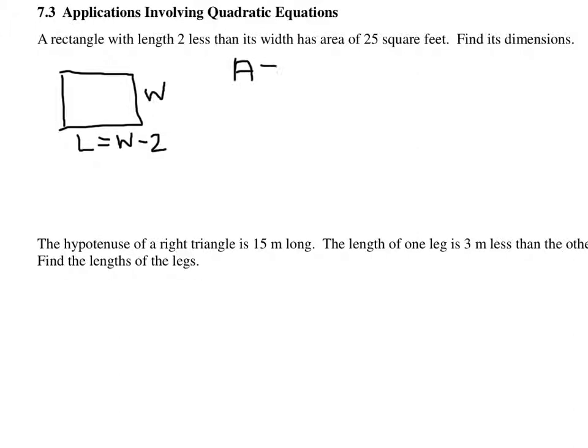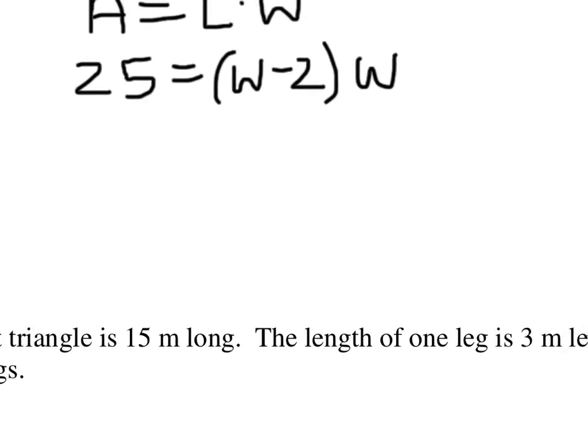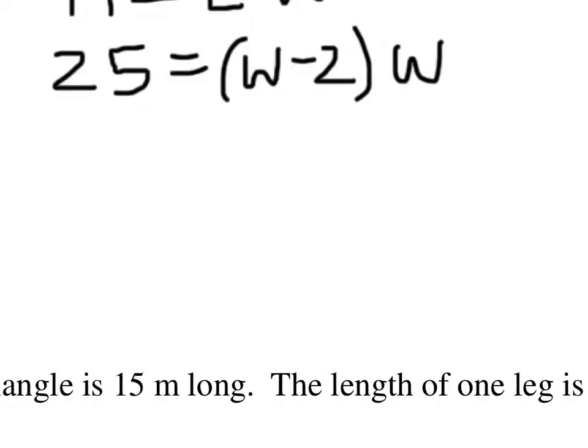Now the area of a rectangle is length times width. The area is 25 square feet, and that's the length, but we know that the length is W minus 2 times the width, which is W. So that's our equation. Let's solve this equation.